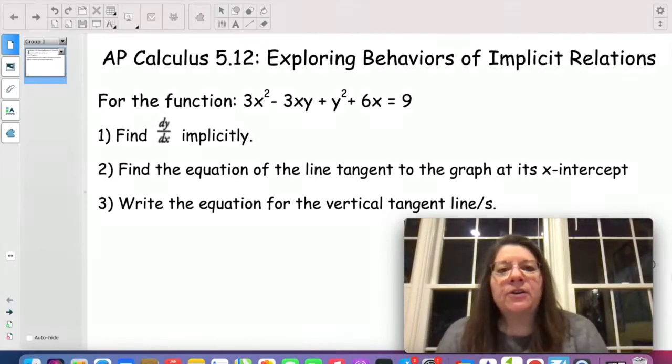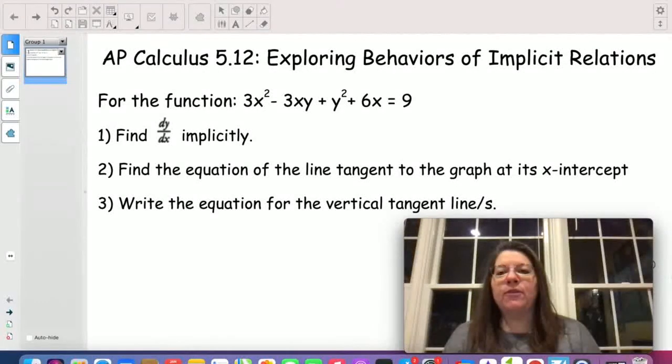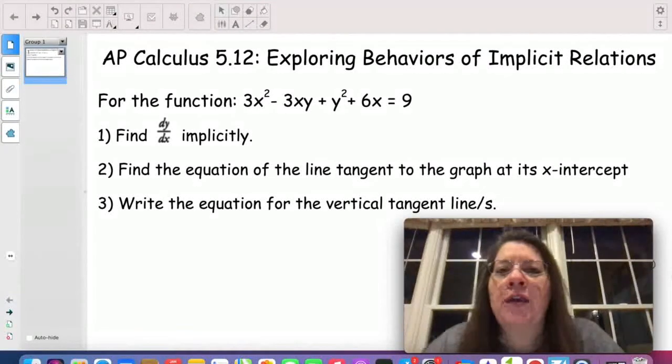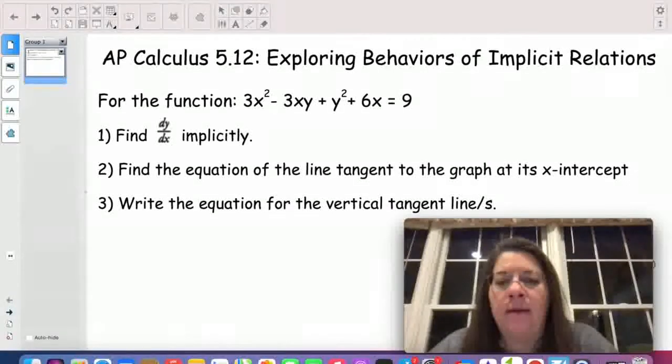This is AP Calculus 512, Exploring Behaviors of Implicit Relations. Remember, you usually use implicit differentiation when you can't get y by itself. And that would be the case in this one. It's going to be very difficult to get y by itself, so we would use implicit differentiation.